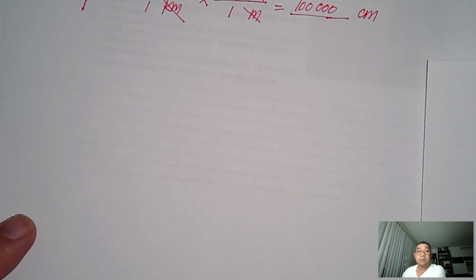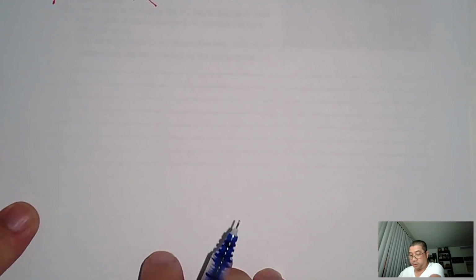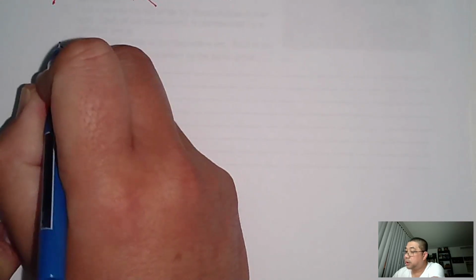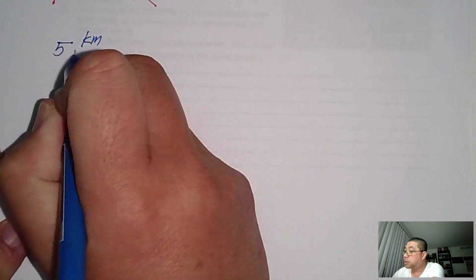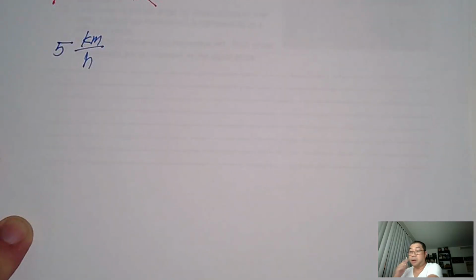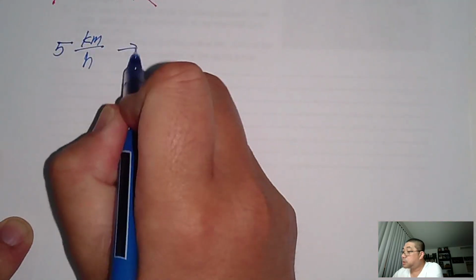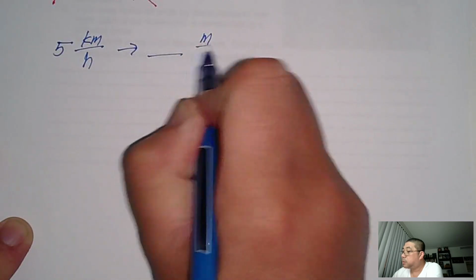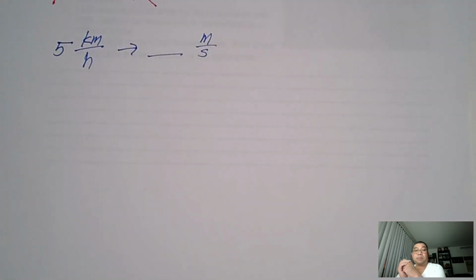So next one, how about if I give you a compound unit? It's not a direct unit, but instead it's an indirect unit, something that you develop, and that is 5. I want you to change 5 kilometers per hour into meters per second, m over s. Meters per second.